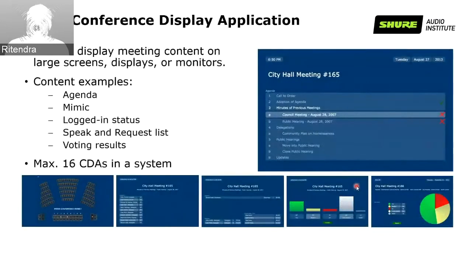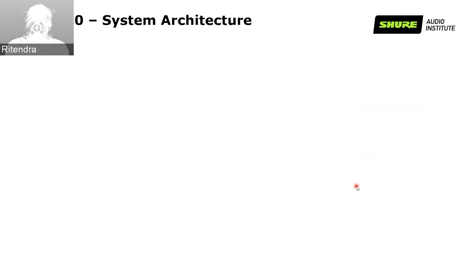And CDA, as I explained, is a large display to show the meeting information on a bigger display. A maximum of 16 CDAs is possible with Software 6000 in one system.